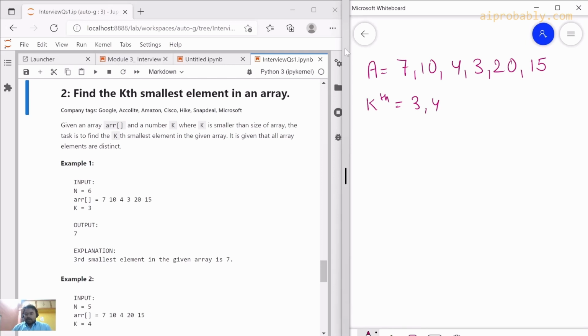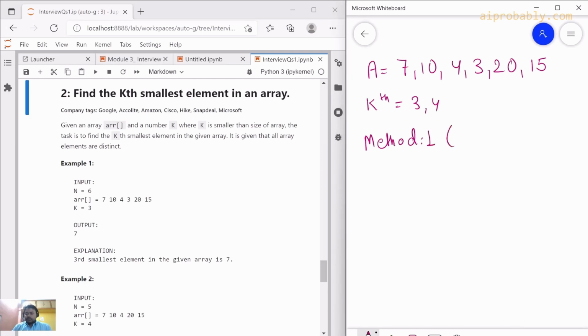Now we need to determine our algorithm. There are various methods to solve it. The first method, which is the easiest, is to sort the entire array first. If we sort this array, we get the final output 3, 4, 7, 10, 15 and 20. Out of which we look at the value in the third position. So it is 7. So 7 is the third smallest element. This is one of the methods.